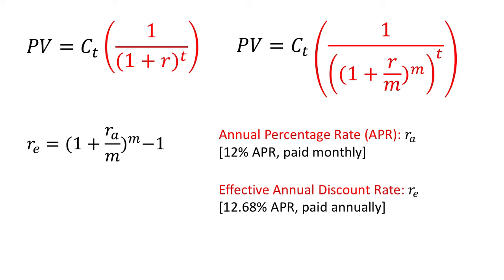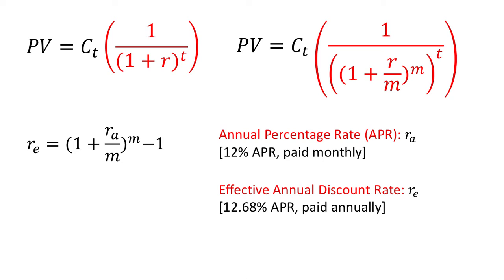So the way we can compare apples to apples between various annual percentage rates at different compounding levels is first convert to an effective annual discount rate. The effective annual discount rate, R sub E, is like what you've been looking at up till today. Everything up to today, that R is always an annual discount rate, just pure annual compounding, once a year. So this would be 12.68% APR paid annually. That's essentially what you're talking about.